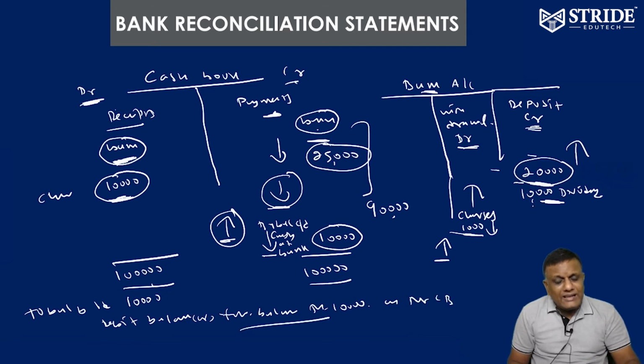Okay, what is bank balance as per cash book? We have cash of 10,000. Bank balance or debit balance or favorable balance means we have a receipt of 1 lakh, we have a payment of 90,000. What is the excess cash we are having? 10,000. It is favorable to us. This is called bank balance as per cash book.